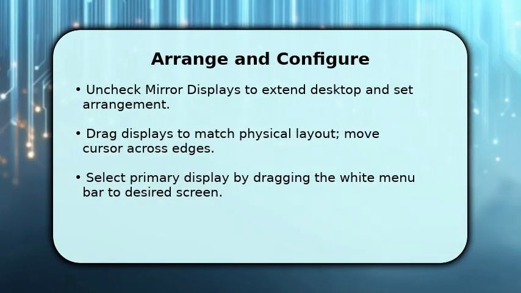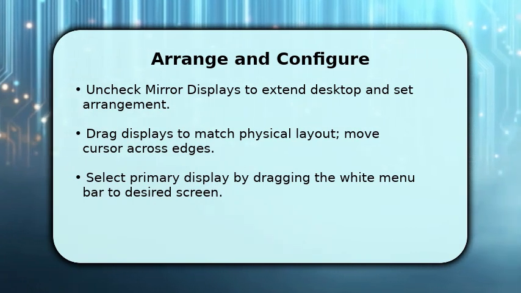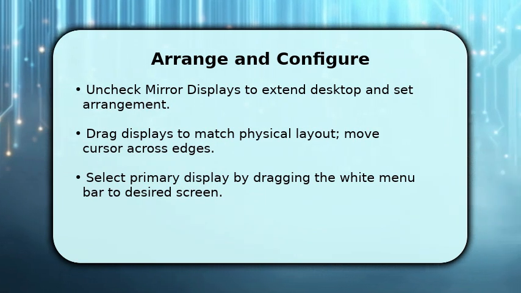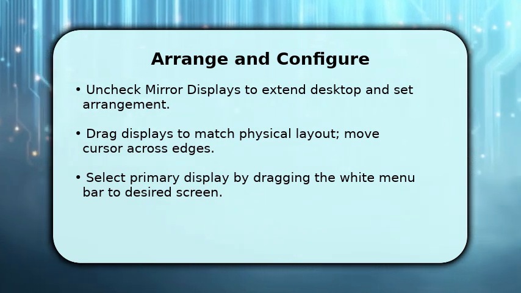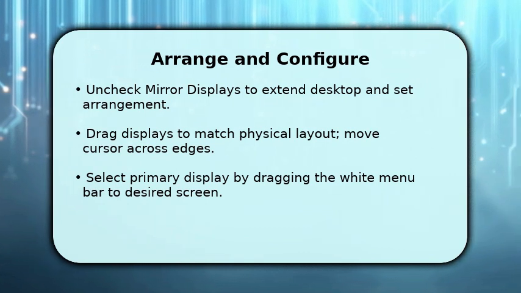Now you arrange how the screens work together. In Displays, uncheck mirror displays so each monitor shows different content. This creates an extended desktop. Drag the on-screen rectangles to match the monitor's physical positions. This aligns mouse movement and window dragging.